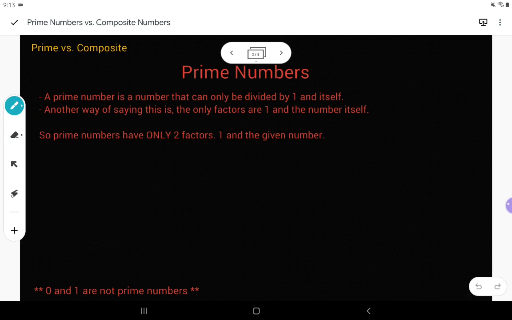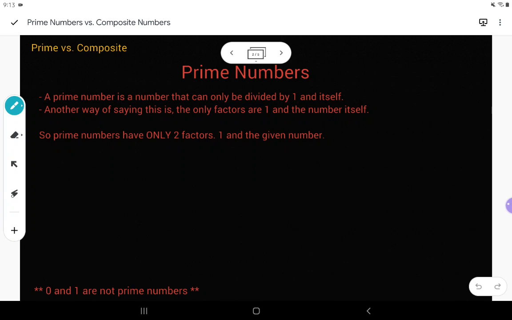Prime numbers are numbers that can only be divided by 1 and the number itself. And another way of saying that would be that the factors of that number are only 1 and the number itself. So prime numbers really have only 2 factors, 1 and the given number.